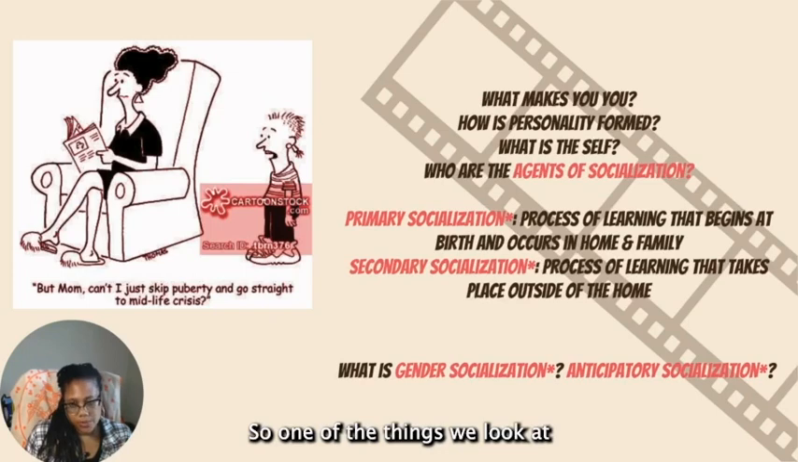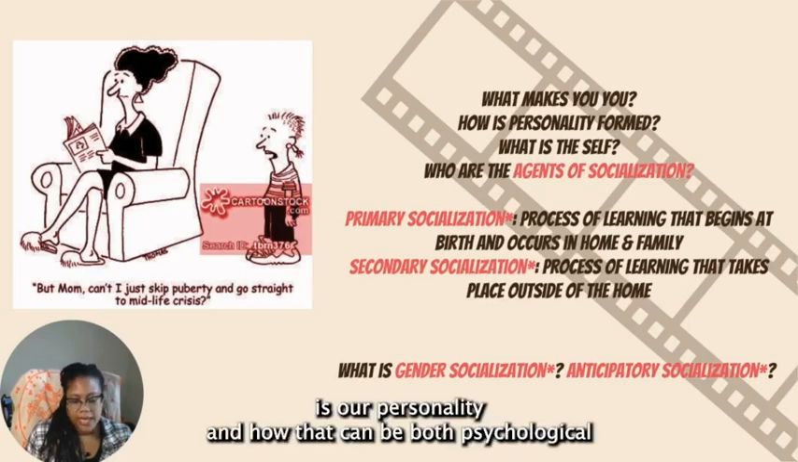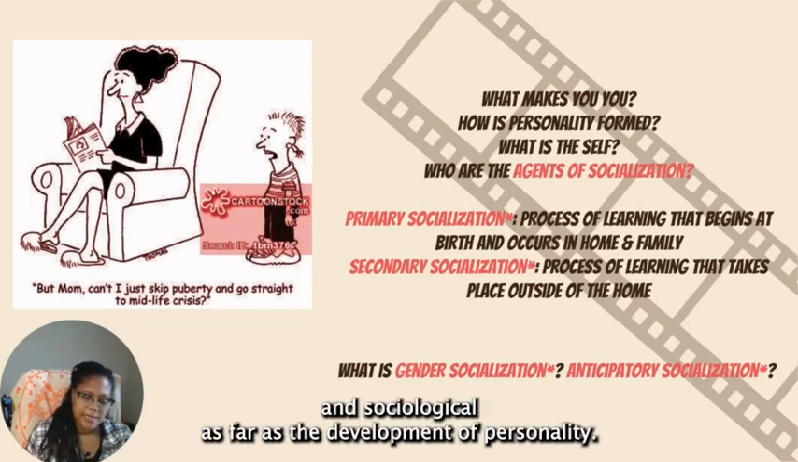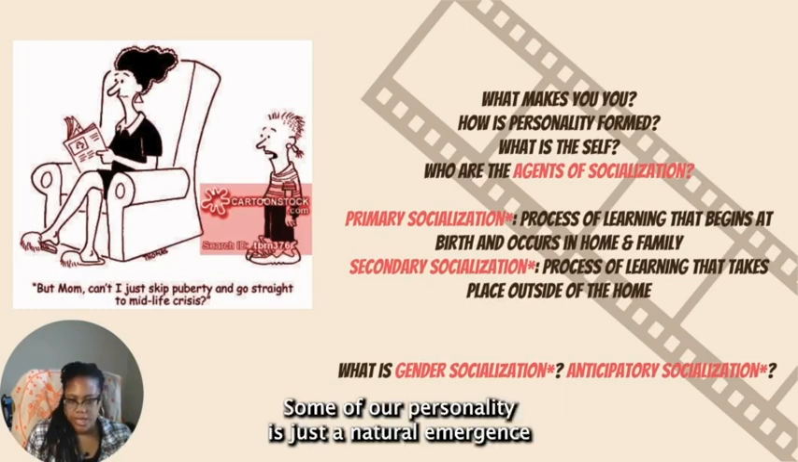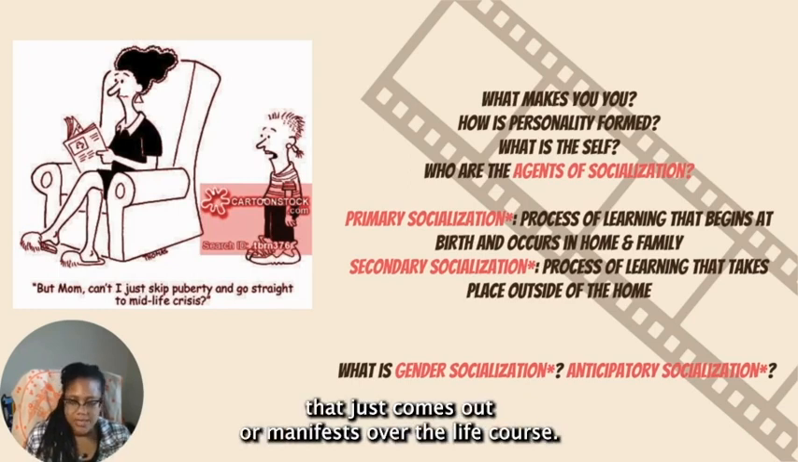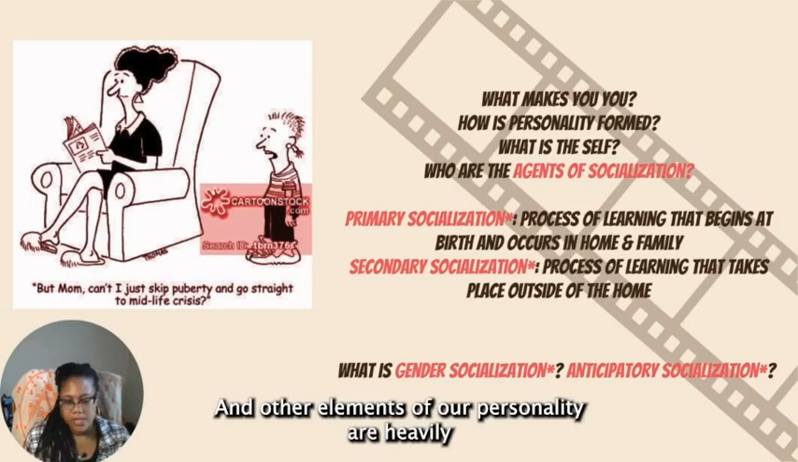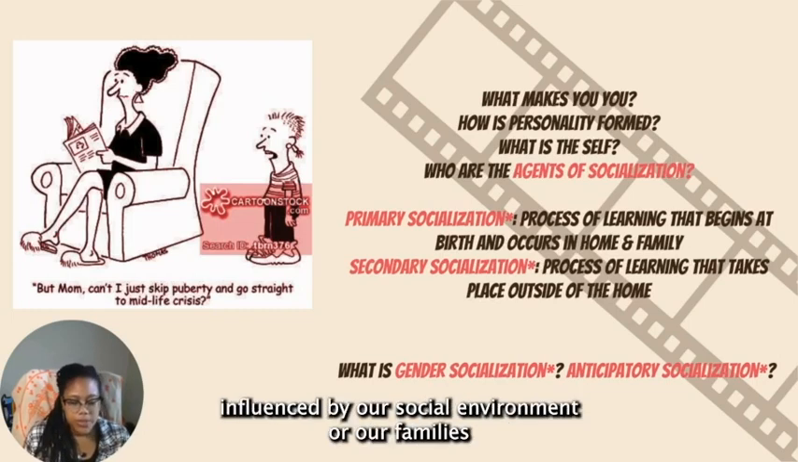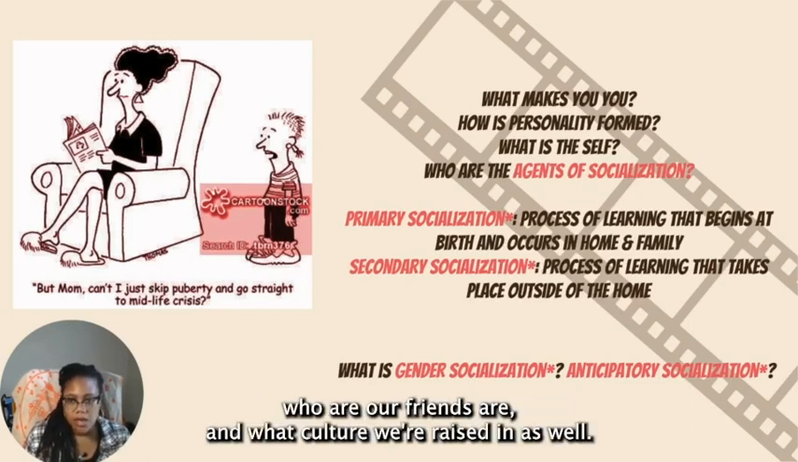So, one of the things we look at is our personality and how that can be both psychological and sociological as far as the development of personality. Some of our personality is just a natural emergence of our patterns of behaviors and attitudes and our dispositions that just comes out or manifests over the life course. And other elements of our personality are heavily influenced by our social environment, who our family is, who our friends are, and what culture we're raised in as well.